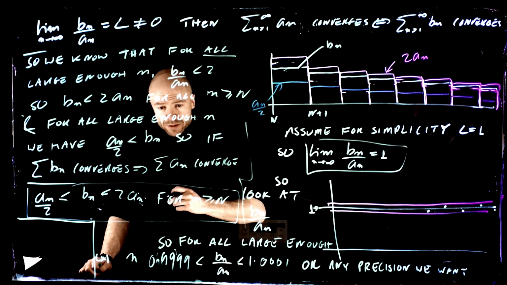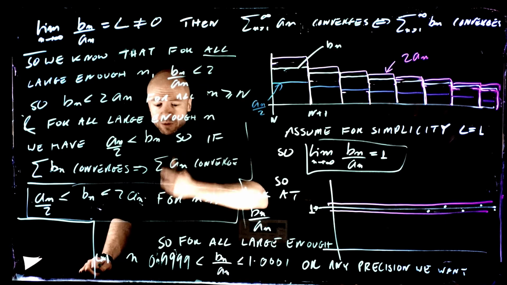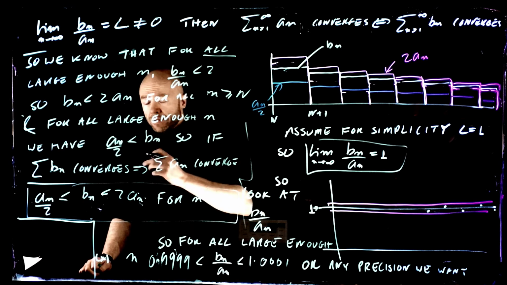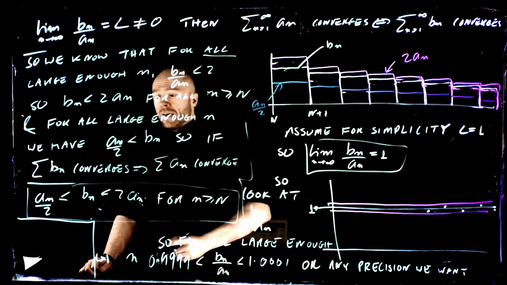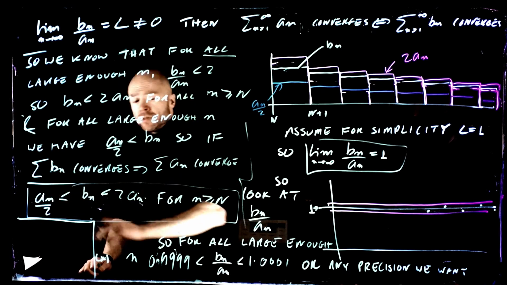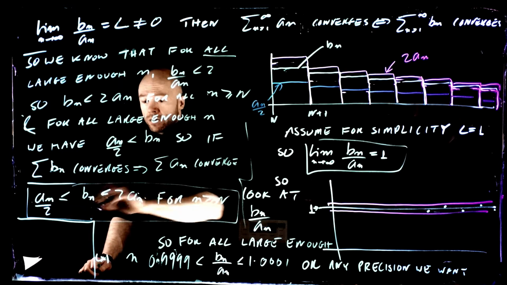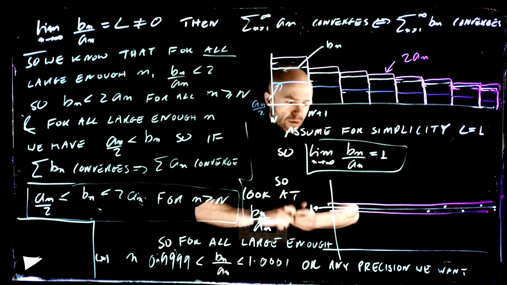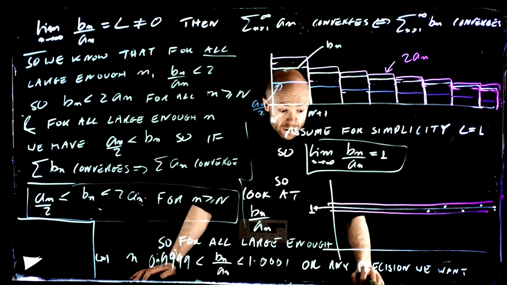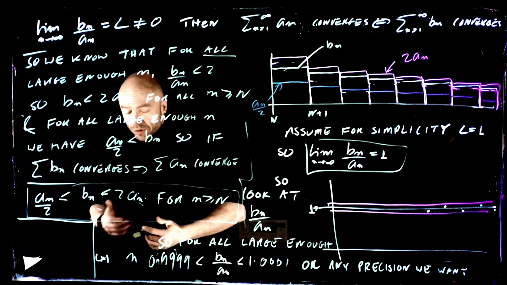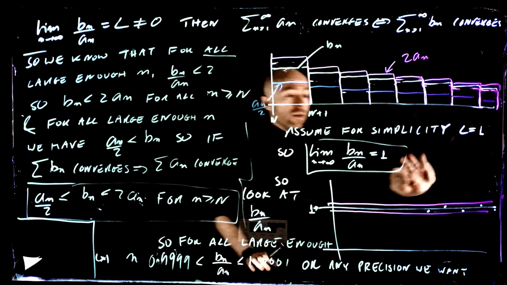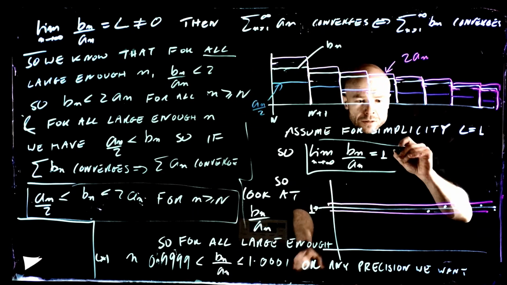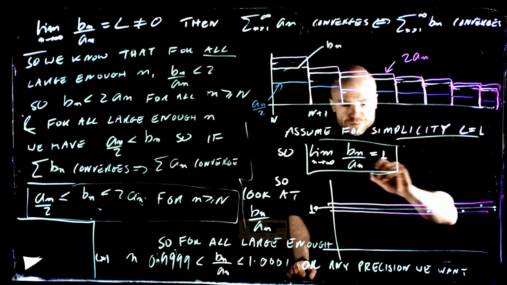Instead of dealing with 1, I could have dealt with L, and then I would have written L over 2 and 2L instead of a half and 2, and it's exactly the same. I just wanted to minimize the complexity of things. All right, so this is a very important theorem because now we can answer this question that we got stuck on, which is about this series.